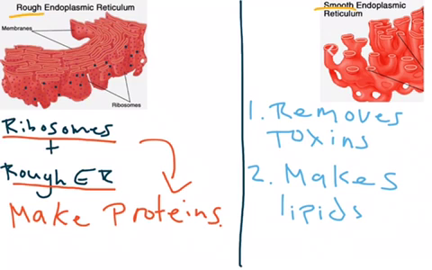So, pretty easy to differentiate between the two. Rough ER makes proteins, and it's rough because it's studded with these ribosomes, okay? Smooth ER has no ribosomes and makes lipids and removes toxins.